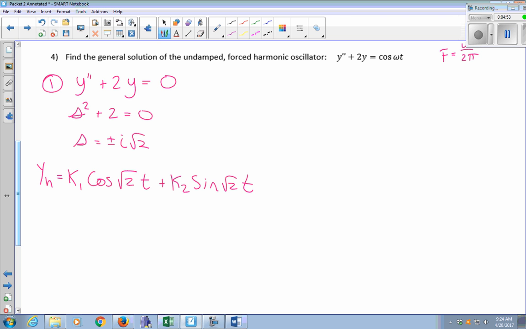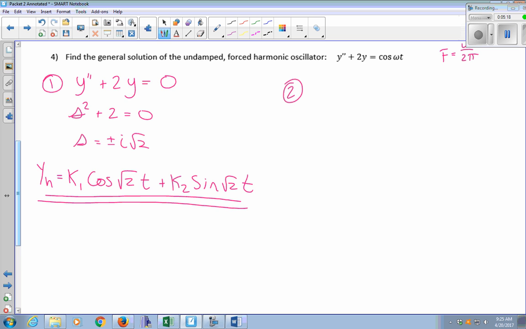So there's my Y homogeneous. And you can see it's just sinusoidal because this is an undamped harmonic oscillator. There's no damping term, which is the Y prime term. So it just keeps doing the same thing forever. So there's my Y homogeneous. Now I need a Y particular.